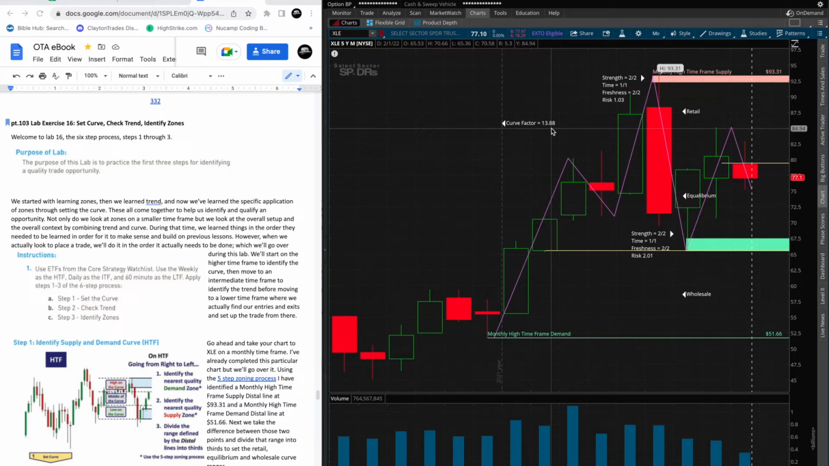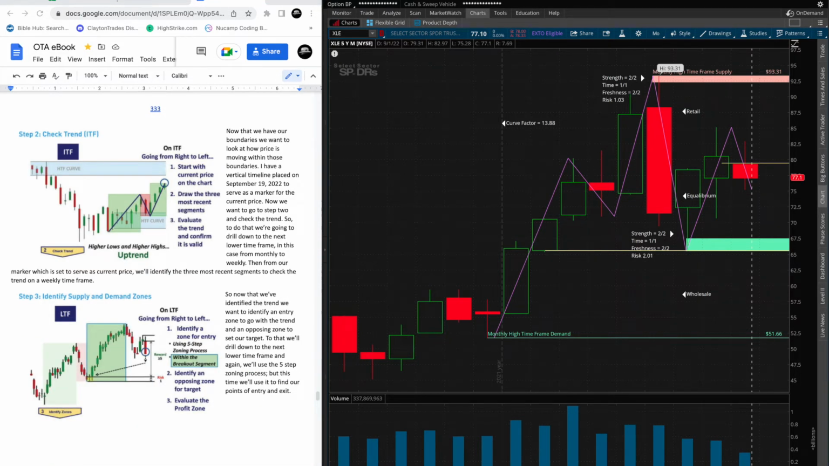You are then going to take your curve factor and subtract it from your supply distal line. That will mark the retail price range for the curve. You are going to take your curve factor and add it to your demand distal line. That will give you your wholesale price range for the curve. And then everything else in the middle would be considered equilibrium.